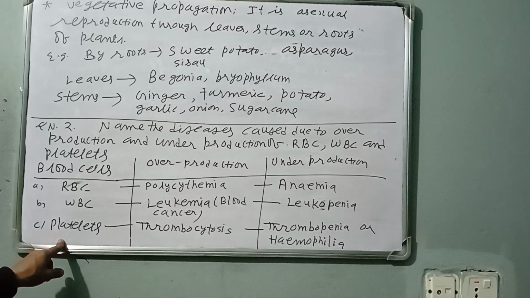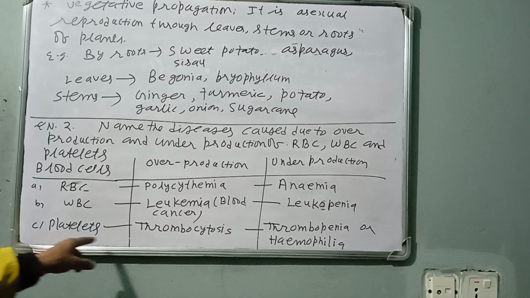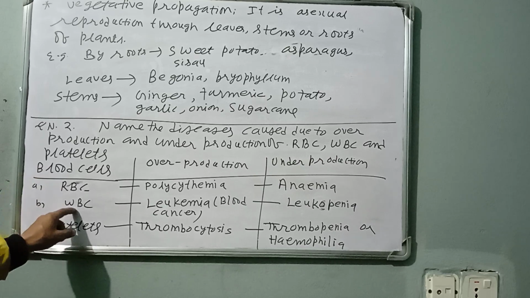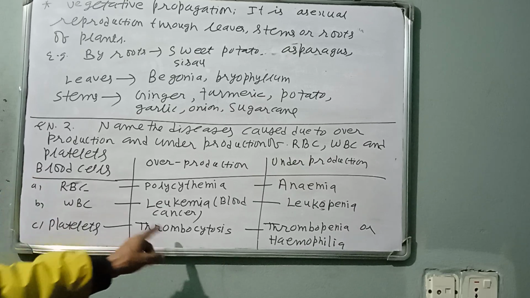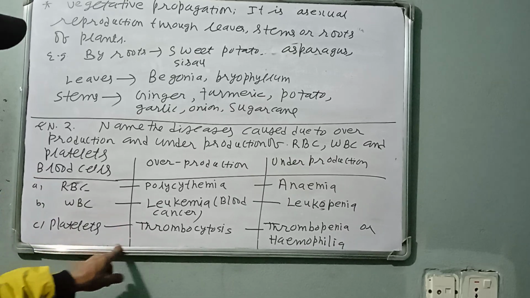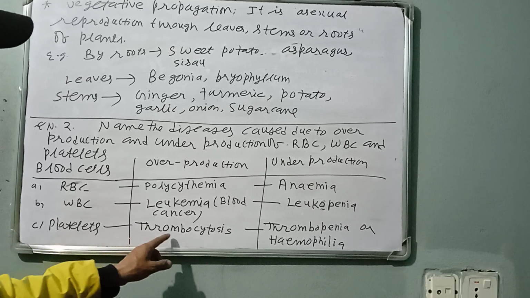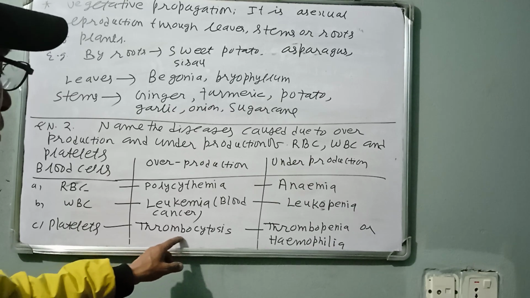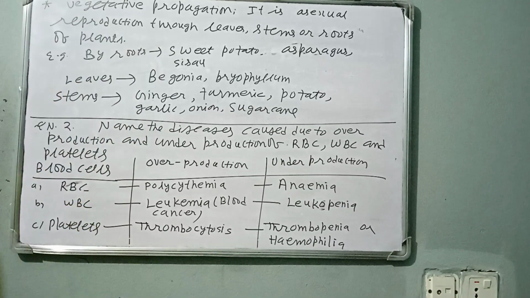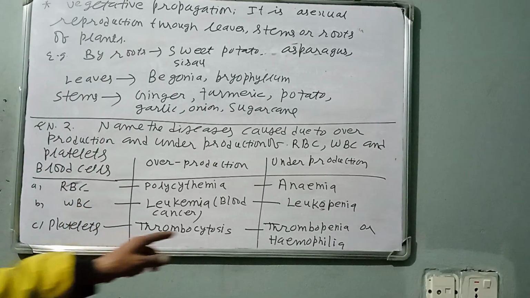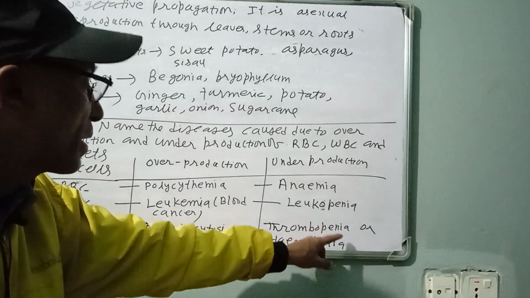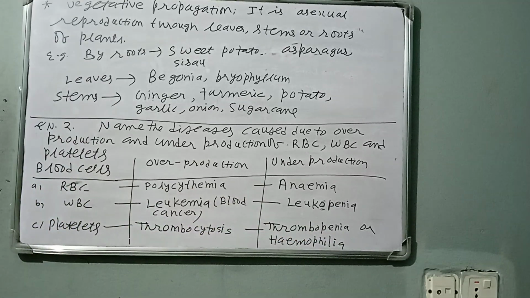Platelets, erythrocytes, leukocytes, and thrombocytes. If platelets are more in number, more production of platelets, the person suffers from thrombocytosis. Remember, thrombocytosis. Less production: thrombopenia or hemophilia.